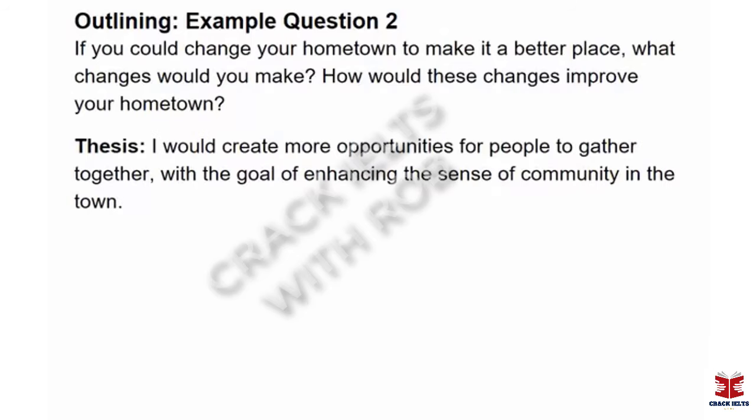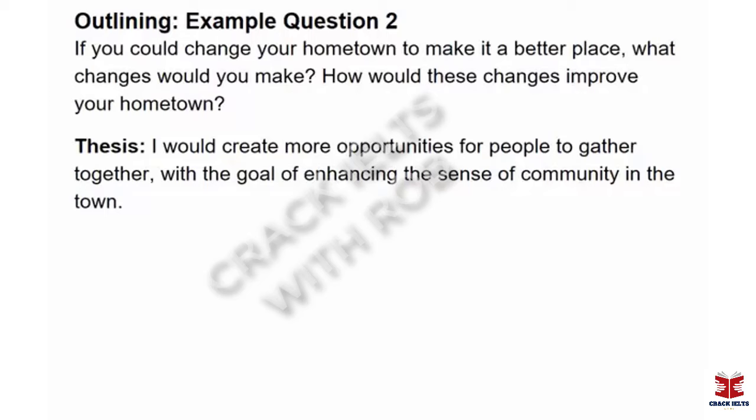Here's a sample thesis that answers both of these questions. The first one is answered in the first half before the comma, and the second question is answered in the second half after the comma. Let's read: I would create more opportunities for people to gather together with the goal of enhancing the sense of community in the town. The changes that would be made relate to getting people to gather together.